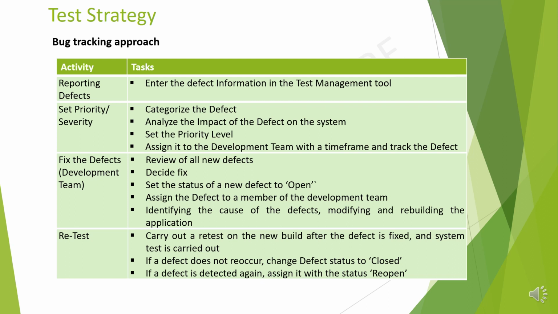Next activity is retesting. Testing team will carry out a retest on a new build after the defect is fixed. If a defect doesn't reoccur, change defect status to closed. If a defect is detected again, assign it with a status reopen.